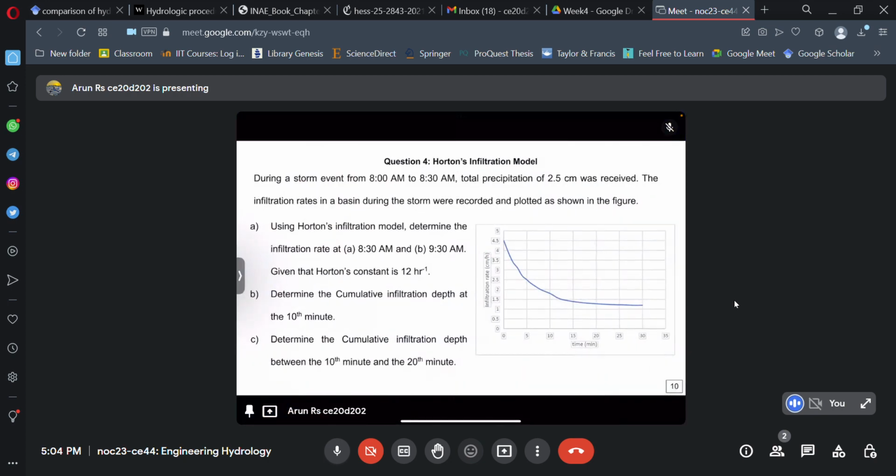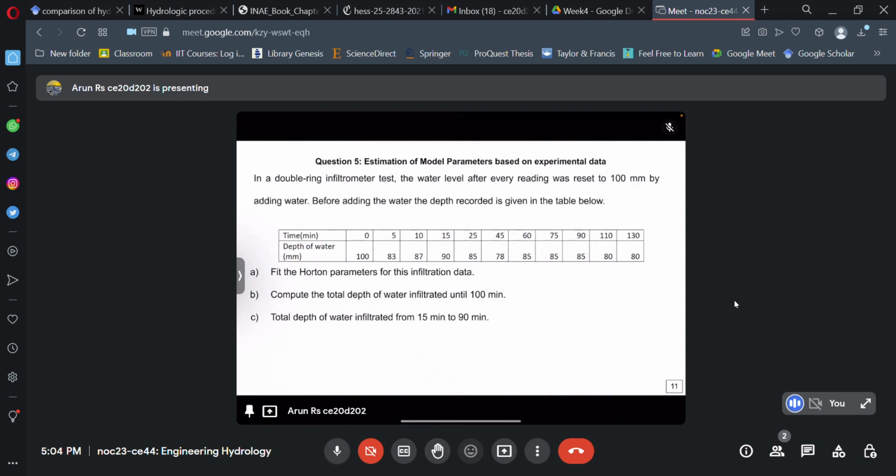So now we can move on to the next question, which is related to the estimation of the model parameters based on the experimental data. In this, we have been given double ring infiltrometer test data. The question is, in the double ring infiltrometer test, the water level after every reading was reset to 100 mm by adding water. Before adding the water, the depth recorded is given below.